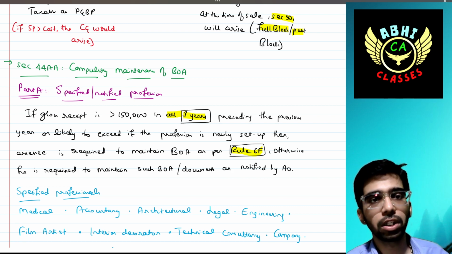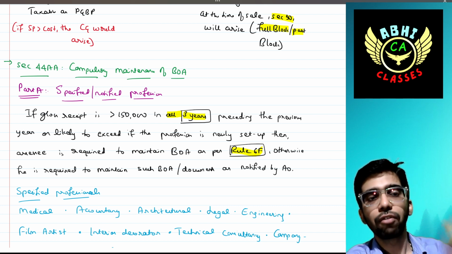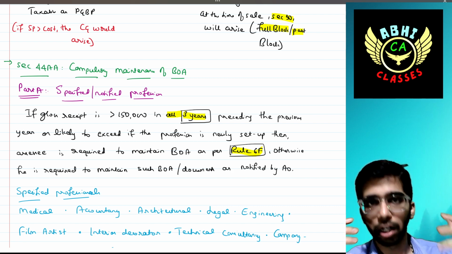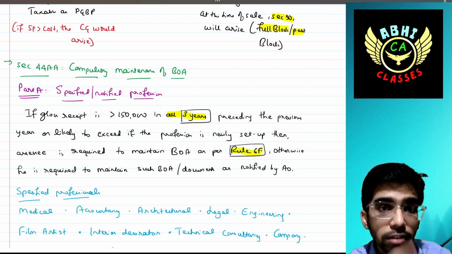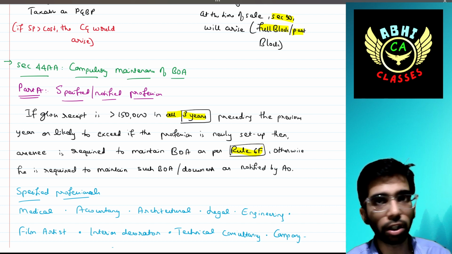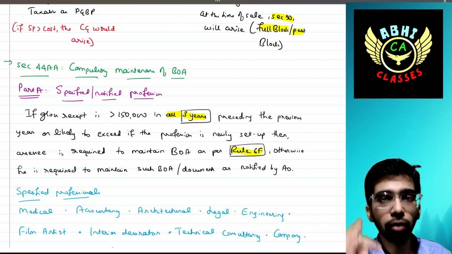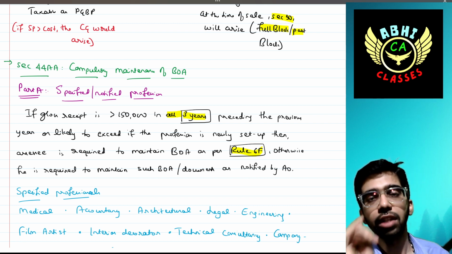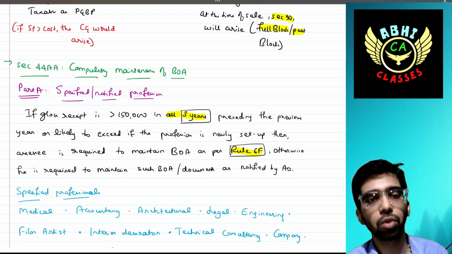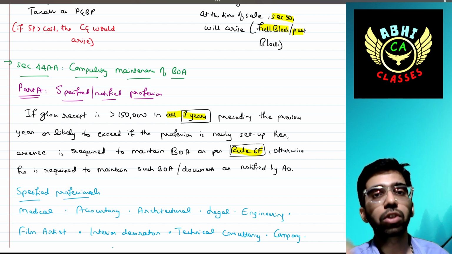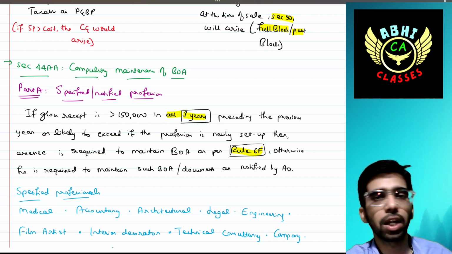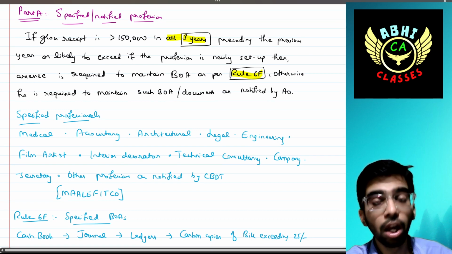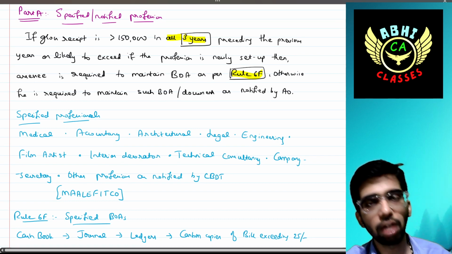Section 44AA, compulsory maintenance of books of accounts. Part A, we will see first, the specified and notified profession. If I am a doctor or a chartered accountant in practice, and my gross receipt is more than 1,50,000 in all the 3 preceding previous years, that means excluding 23-24, we have to see 22-23, 21-22, 20-21, then I have to maintain books of accounts as specified by Rule 6F. Otherwise, I have to maintain such books of account as notified by the assessing officer.